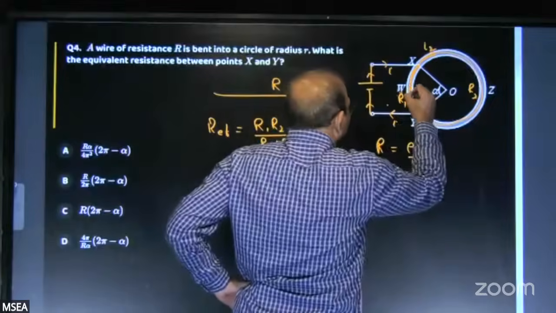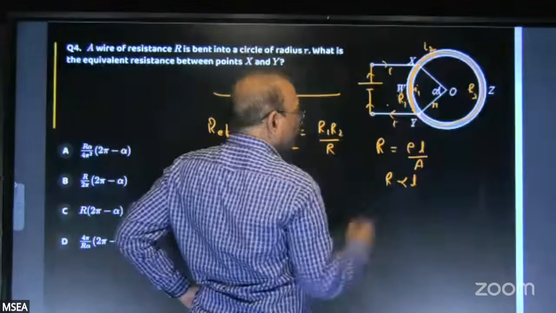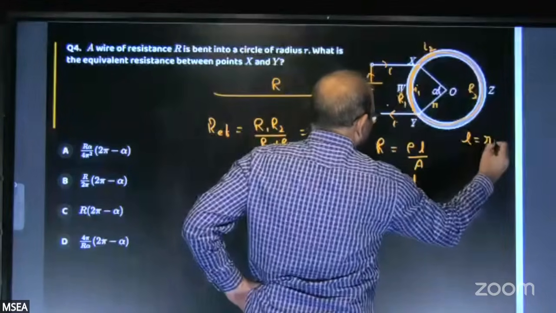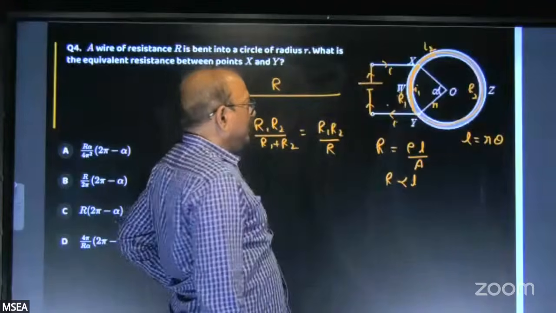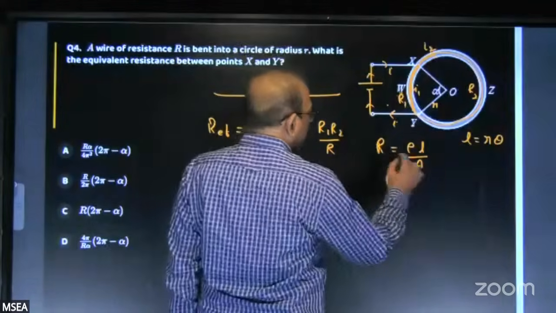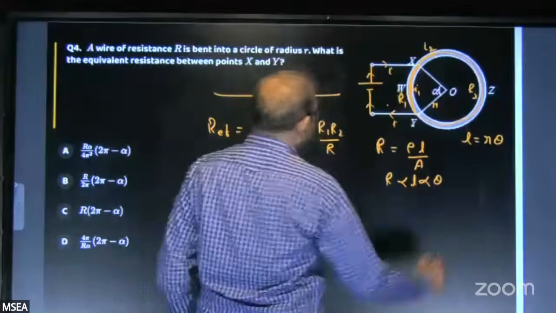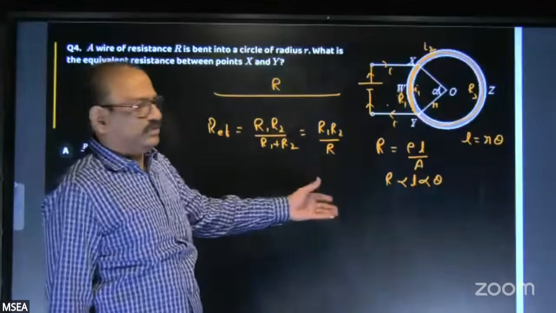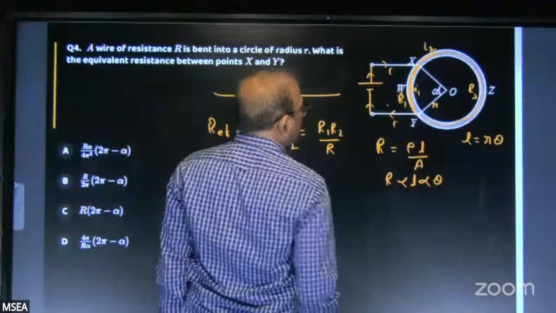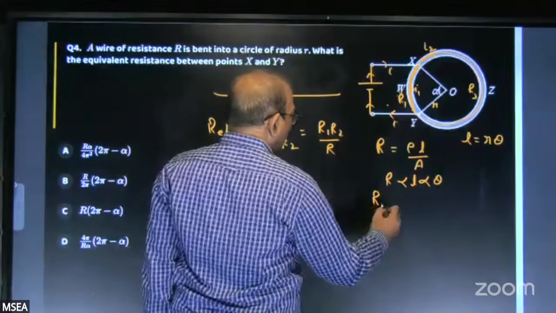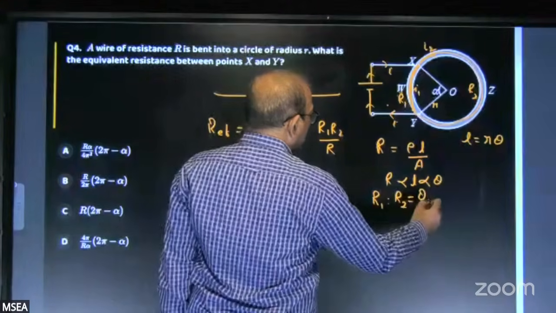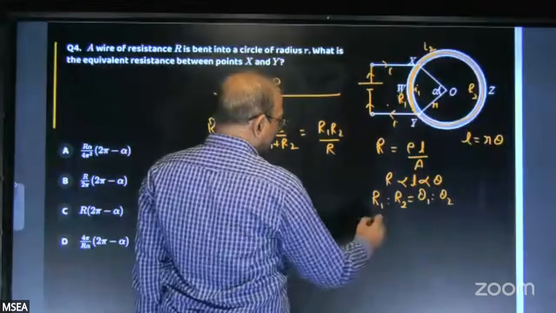But what is the length of an arc in a circle? You know the formula: R theta. That means the length of the arc is proportional to the angle. So resistance is proportional to L, and L is proportional to theta. You have to use tricks like these, and should not make lengthy calculations. R is proportional to L, which is proportional to theta. So R1 is to R2 must be equal to theta 1 is to theta 2.